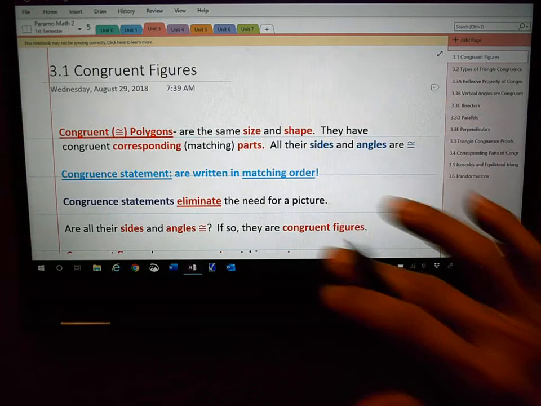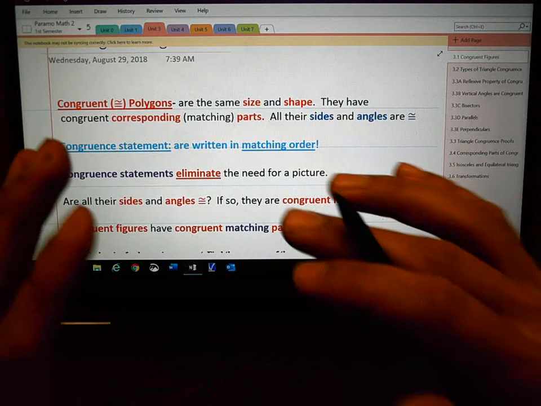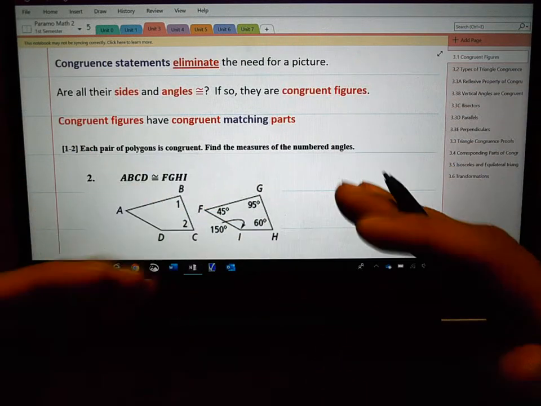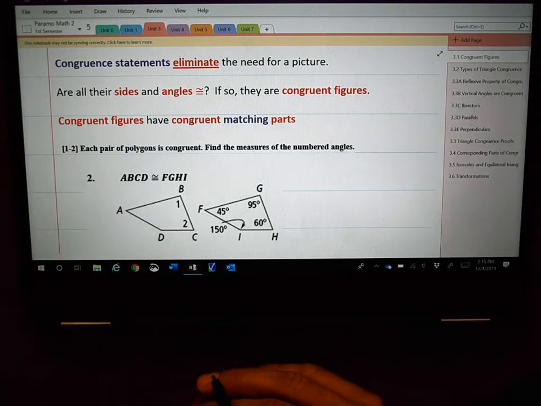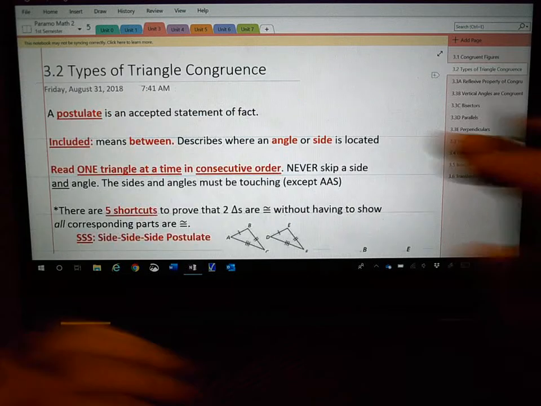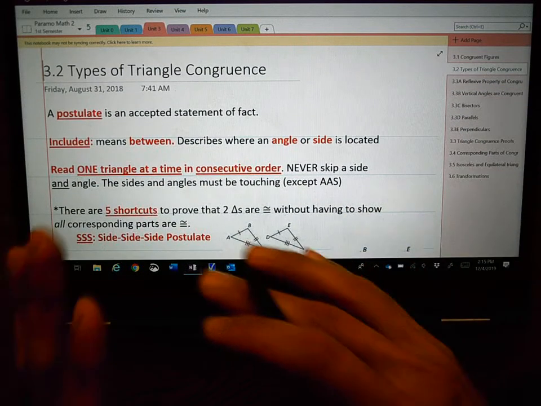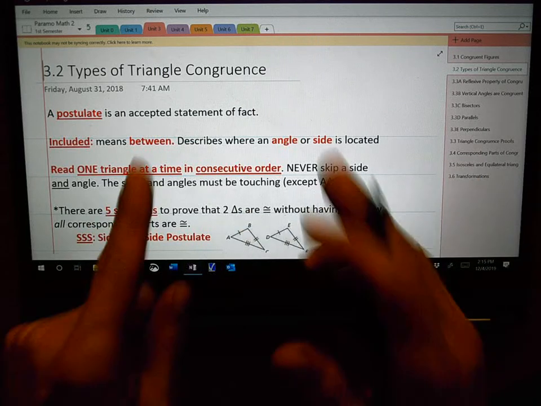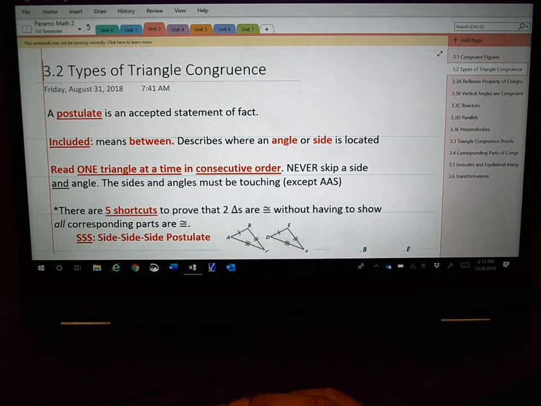It was about congruent figures. You learned that when something was congruent, all their angles were congruent and all their sides were congruent. That's what makes something congruent to another. And really, our whole chapter was primarily about proving triangles congruent to each other.